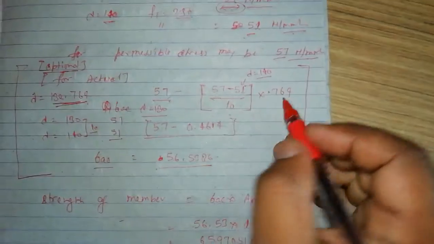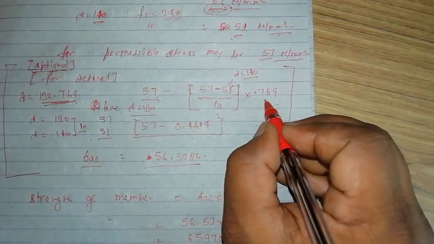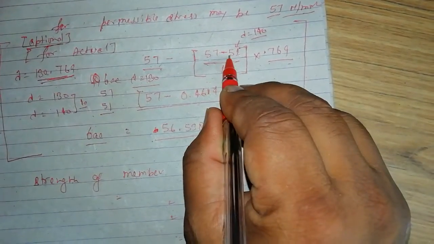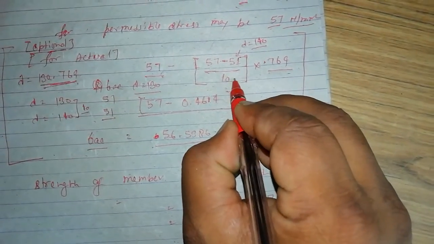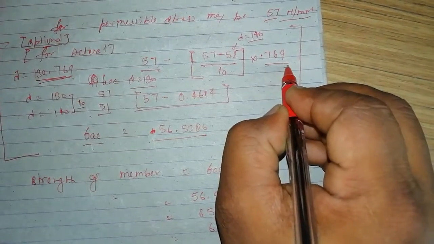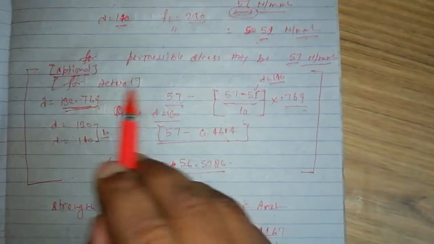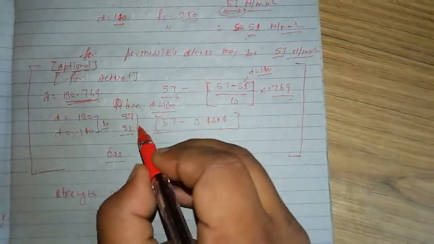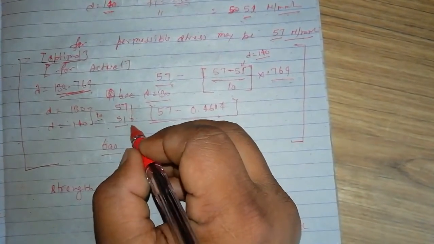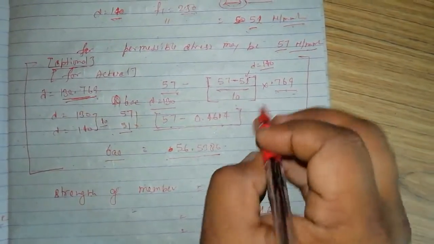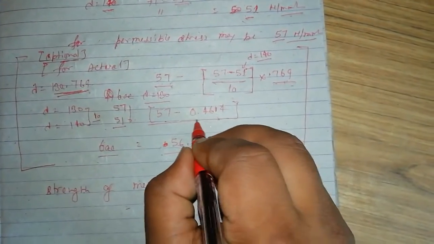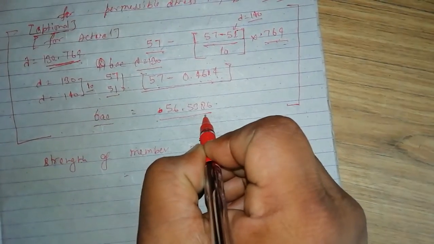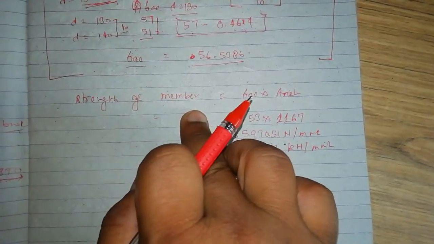So we find the value for 1 point, and then multiply by 0.769 to get the value for 0.769. That value we subtract from 57, because from 130 to 140 the stress decreases from 57 to 51. As lambda increases, our sigma AC decreases. So the value for 0.769 came out as 0.4614. We subtract 0.4614 from 57, so sigma AC equals 56.5386.